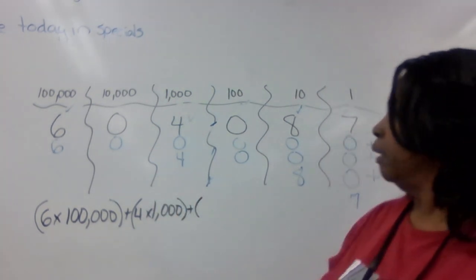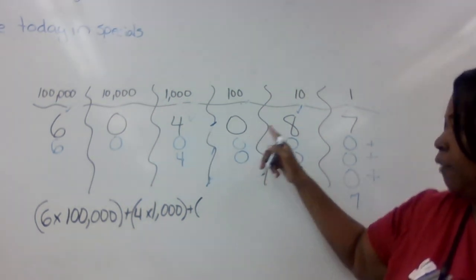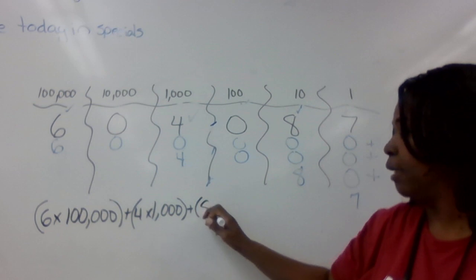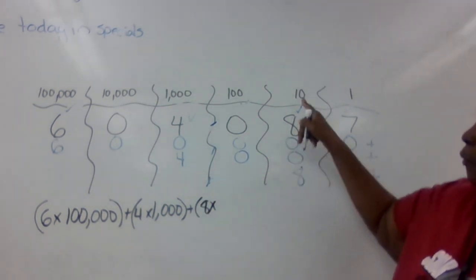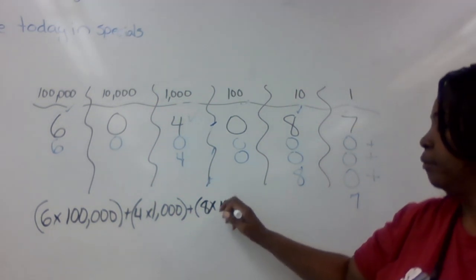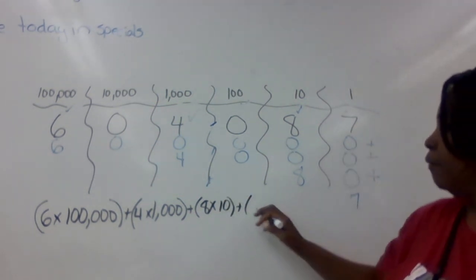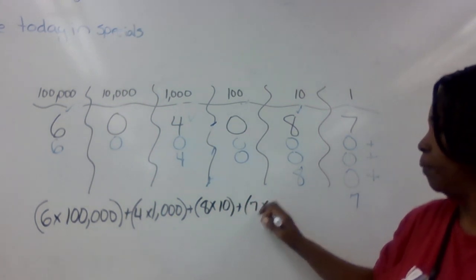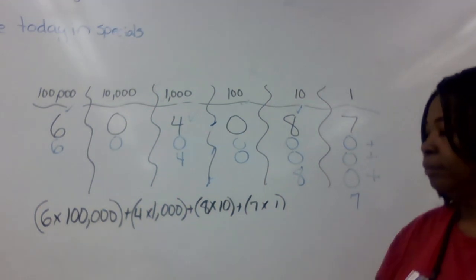Plus, get ready for the next number, 0. Skip it because we're doing expanded form. So the next one is an 8. What place is our 8 in? Exactly right. It's in the tens place. And next we have 7. And what place is a 7 in? It's in the ones place. And there you go.